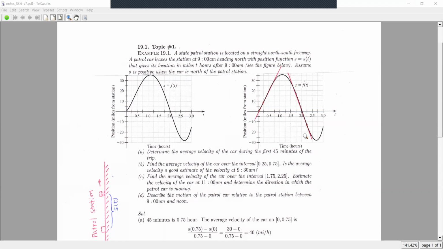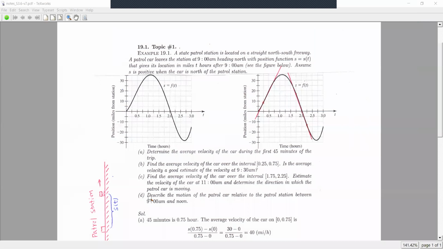So we can estimate the velocity of the car at 11 a.m. by the average velocity over this time interval. Therefore, we estimate that the velocity at 11 a.m. is -60. Negative means the car is moving in the south direction at 11 a.m. The south direction is a negative direction, and the north direction is positive direction.